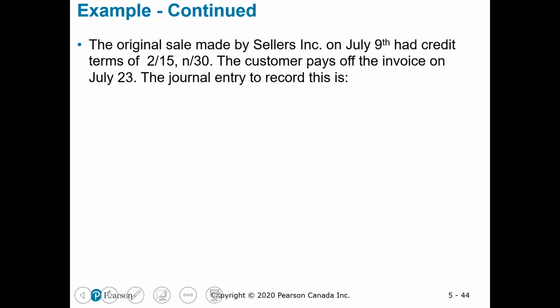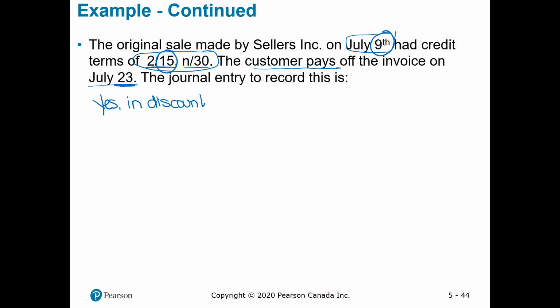Okay, so now finally we end up having the customer pay this invoice on July 29th. So on the 9th, when we made the original sale, the terms were 2/15 net 30. Whenever we offer some sort of credit terms, the first question is, did we collect this money within the discount period? And therefore, do we have to give a discount to the customer? If on July 9th they bought this and they had 15 days, they really did have until the 24th. So we're here on the 23rd. That means, yes, this customer did pay within the discount period. So we are going to collect a discounted amount from the customer.